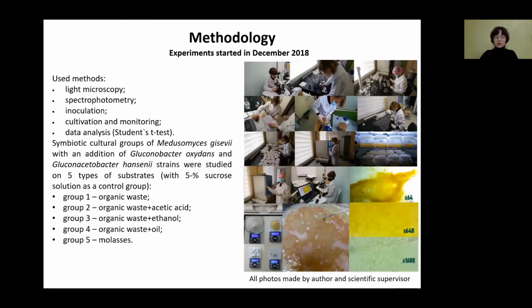After boiling, the mixture was filtered and sterilized by an ultraviolet sterilizing lamp. Then distilled water in a ratio of 1 to 3 was added. Culture medium preparation for other groups was specified by the addition of secondary components. For the second group, 4 milliliters of glacial acetic acid per liter. For the third group, 10 milliliters of ethyl alcohol per liter. For the fourth group, a few drops of vegetable oil. The fifth group is a beet molasses solution in a ratio of 1 to 3.